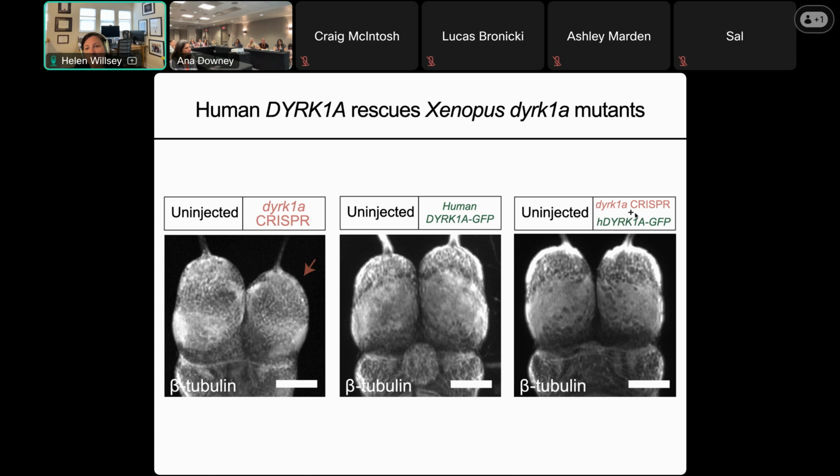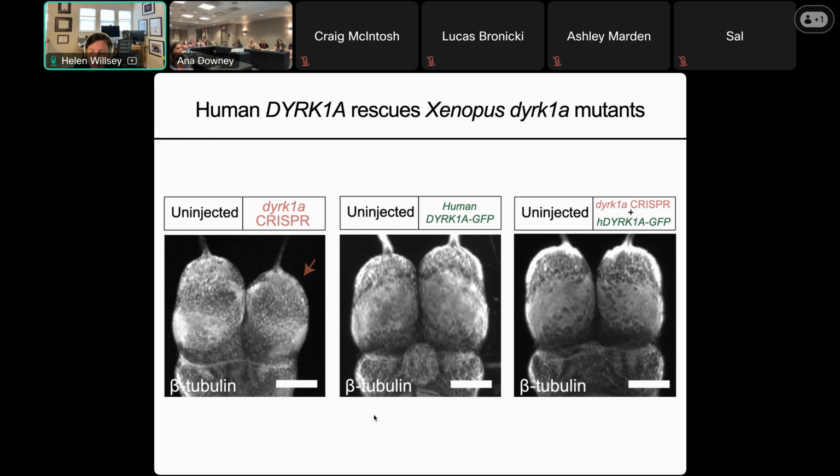But excitingly, when we combined them, so we knocked out the frog version of DYRK1A, but then added back the human version of DYRK1A, the human version was able to step in and actually restore brain size to the proper level.